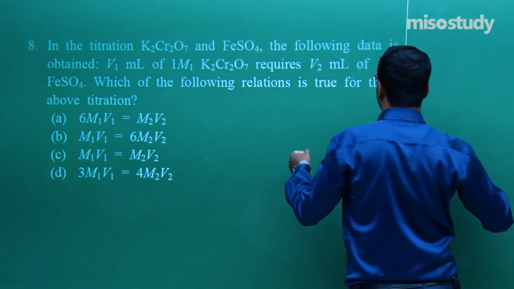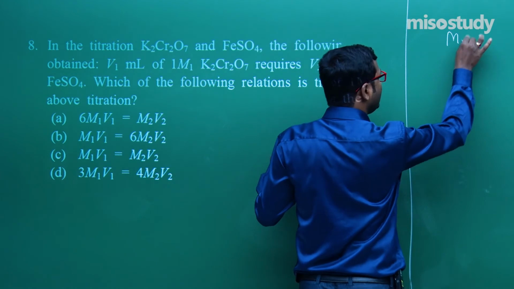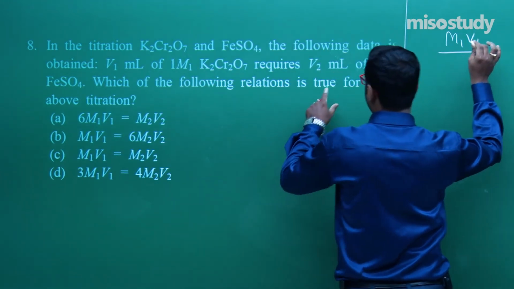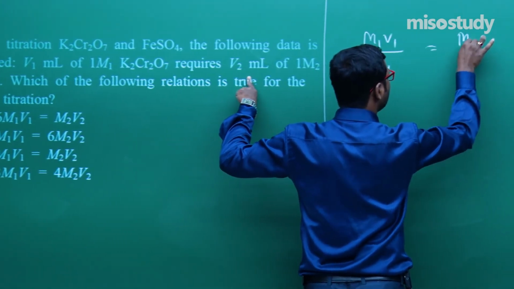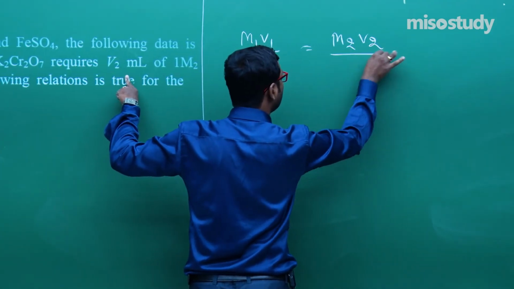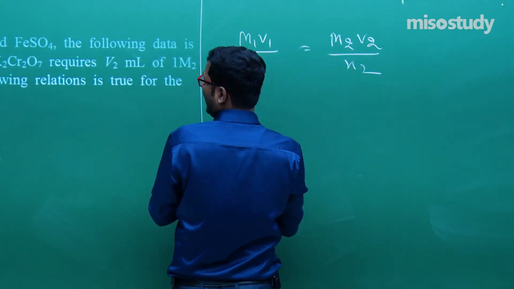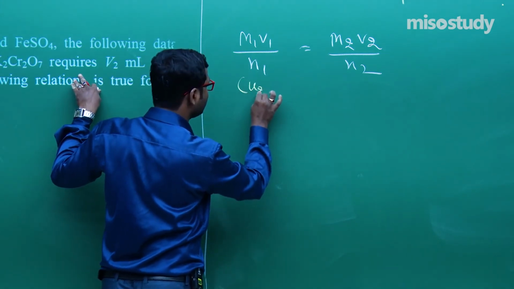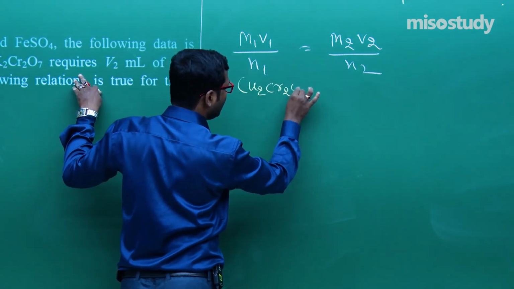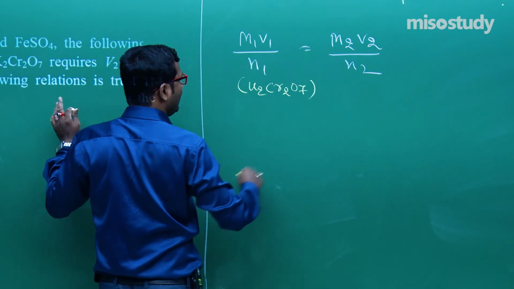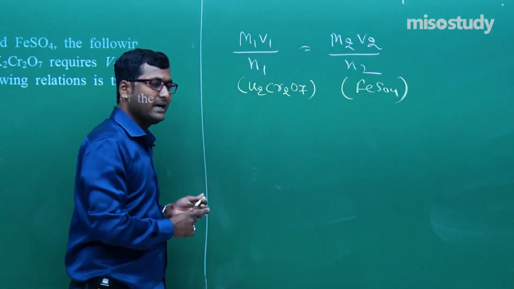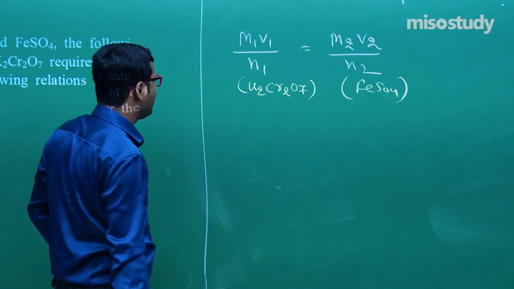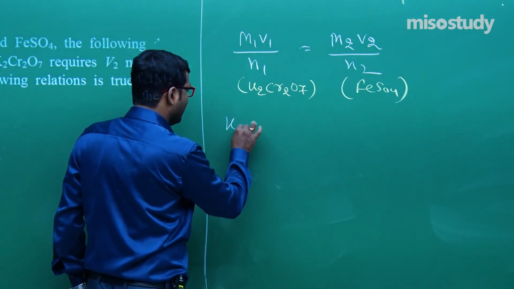As we know, the relation is M1V1 upon N1 is equal to M2V2 upon N2. This is for K2Cr2O7, and this is for FeSO4. Clear? Now how to balance the reaction? First up, write down the reaction.